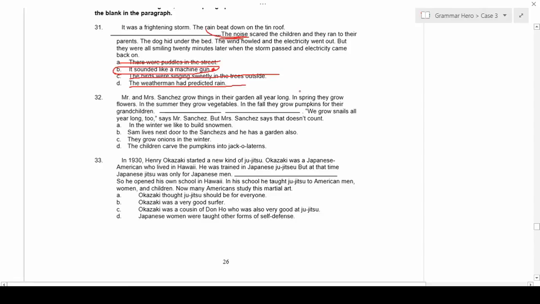So we got what? We got spring. That's one season. We got summer. That's another season. We got fall. That's another season. What are we missing? We're missing winter. They grow onions in the winter. Okay? In the winter, they like to build a snowman. Not related. This is about them and their farm. Sam lives next door. About them and their farm, not Sam. The children carve pumpkins. Nope, we're talking about farming, what they farm. Okay?